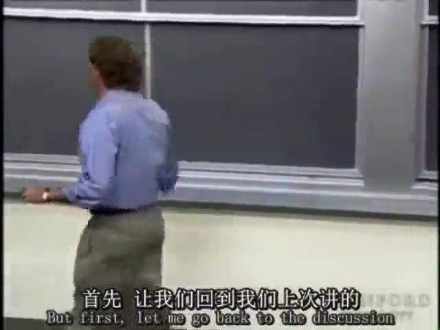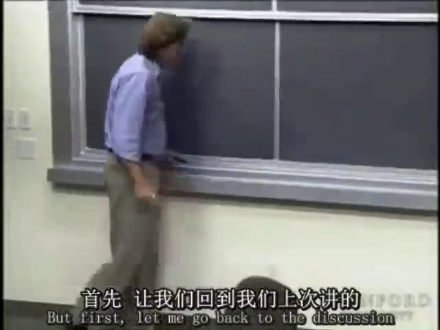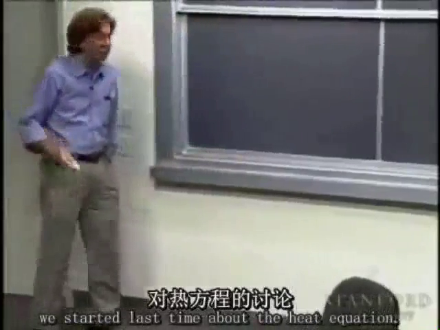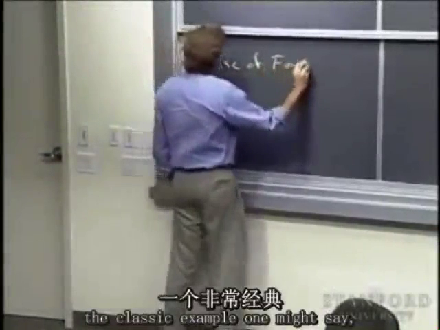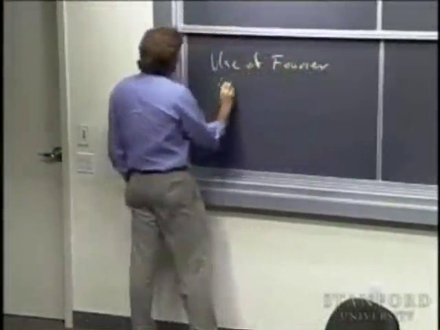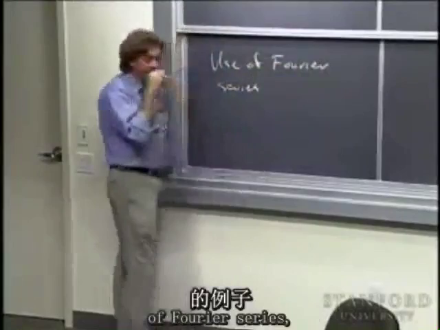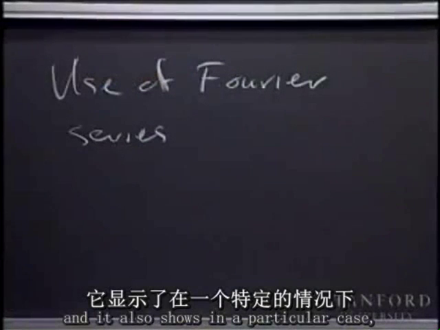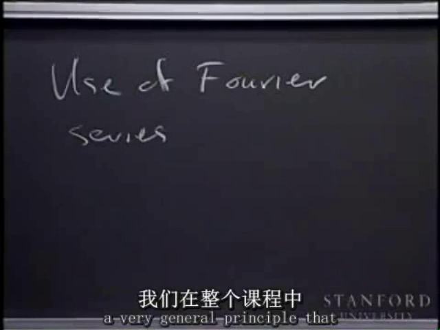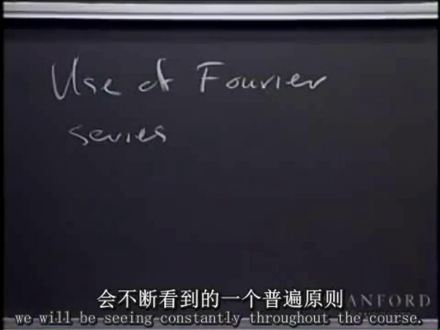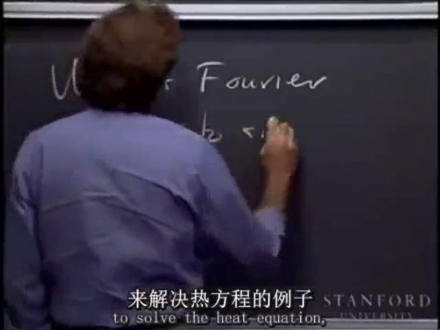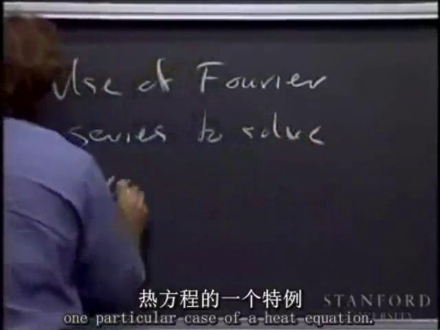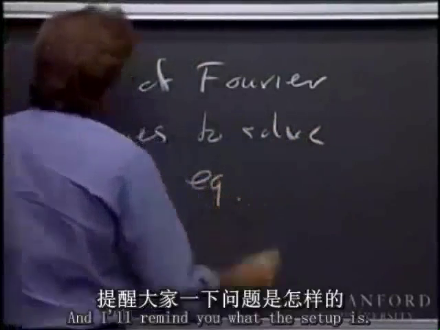But first, let me go back to the discussion we started last time about the heat equation. This is a classic example, one might say, of the use of Fourier series, and it also shows, in a particular case, a very general principle that we will be seeing constantly throughout the course. That's really one of the reasons why I want to talk about it. So this is using Fourier series to solve the heat equation, one particular case of the heat equation. And I'll remind you what the setup is.